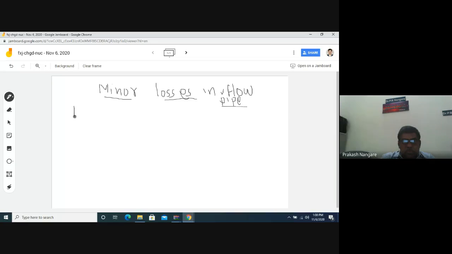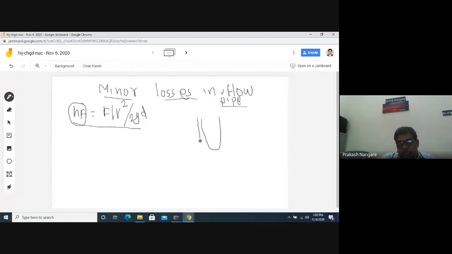The major loss is observed due to the friction parameter as per the Darcy-Weisbach equation, which is equal to f L V squared by 2 g D. This is the equation you apply. By using this equation, you find out the major loss. But practically, you find out this major loss by using the U-tube differential manometer.